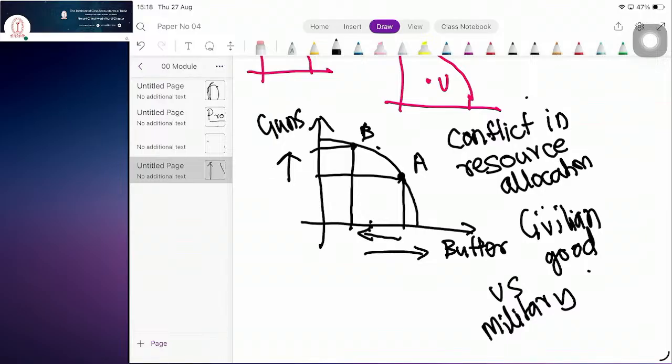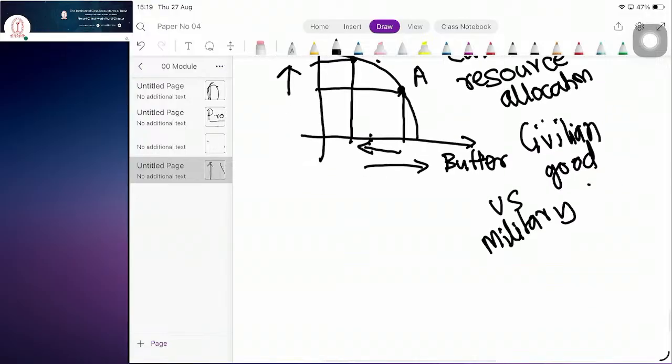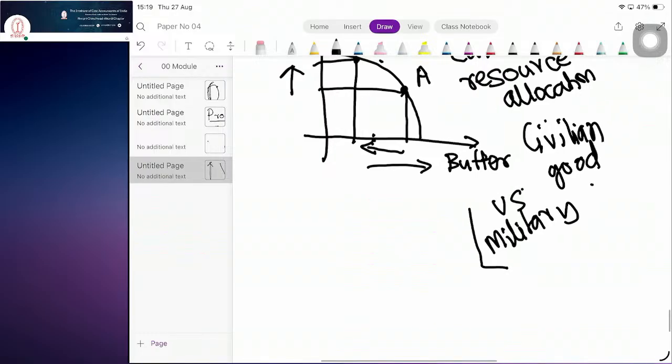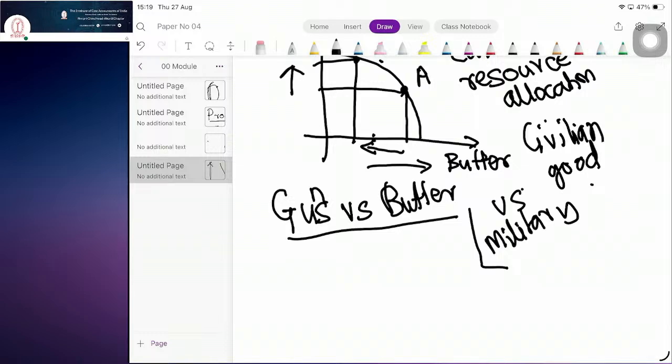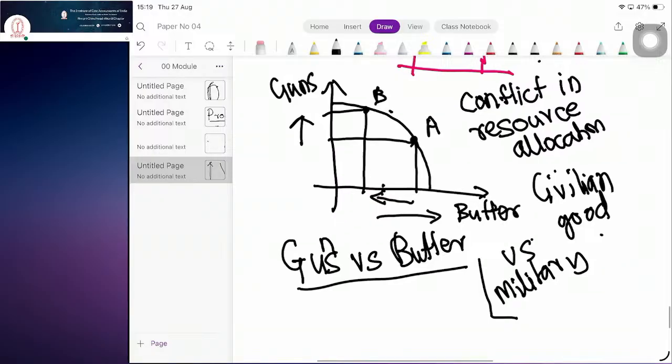Did you understand this? This is a very classic conflict between more defense versus less defense. Because of its historical importance, this PPF is also always called guns versus butter. Why is it labeled like this? They want to show the conflict between military and civil allocation.